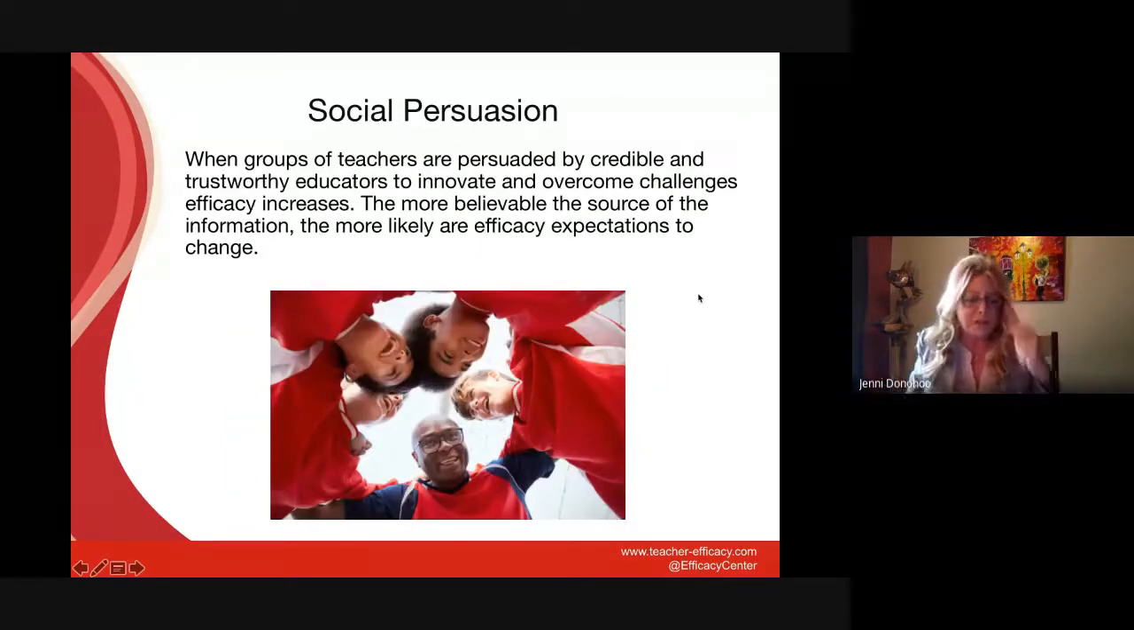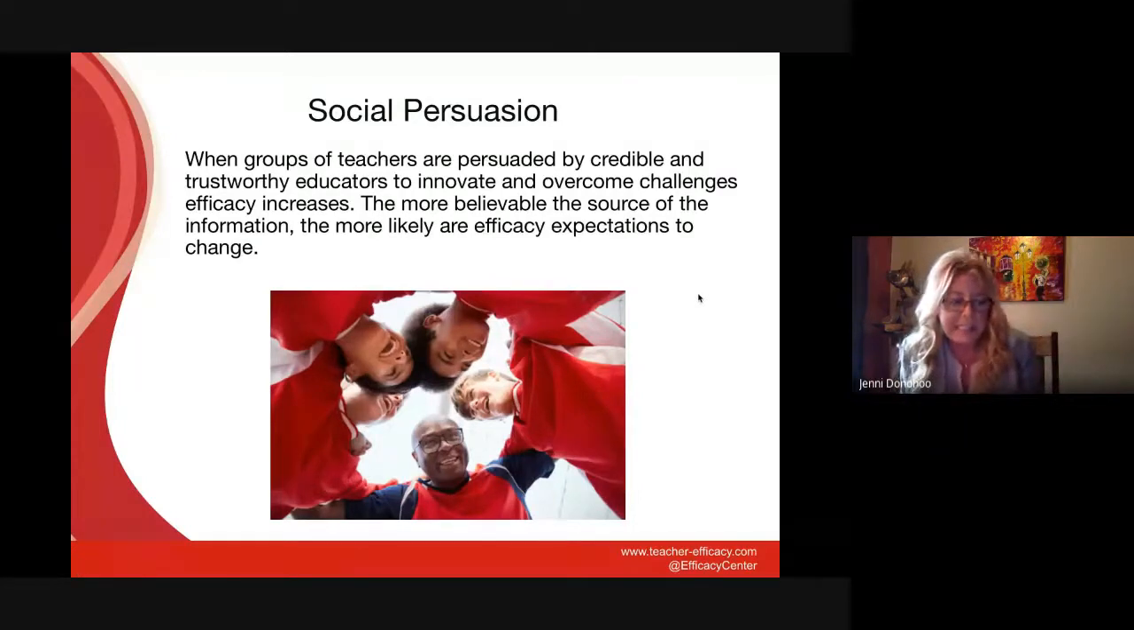The third source, if we have formal leaders listening today, which I suspect is the majority of our audience, it's that social persuasion.